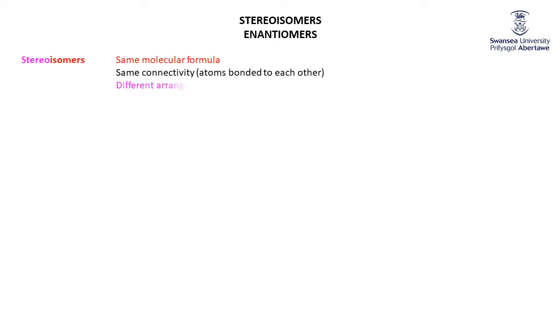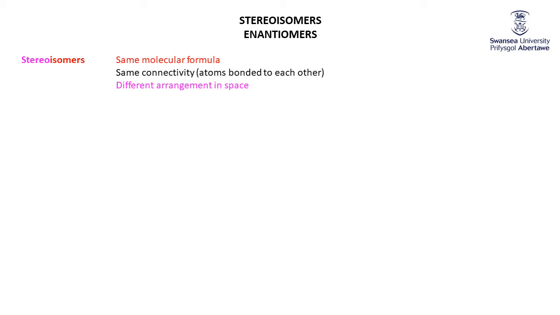Last week we talked about isomers. These were molecules that had the same molecular formula but a different connectivity, different atoms bonded to different atoms. Well, today we're going to introduce so-called stereoisomers. Stereoisomers are molecules that have the same molecular formula and the same connectivity, atoms bonded to each other, but they have a different arrangement in space.